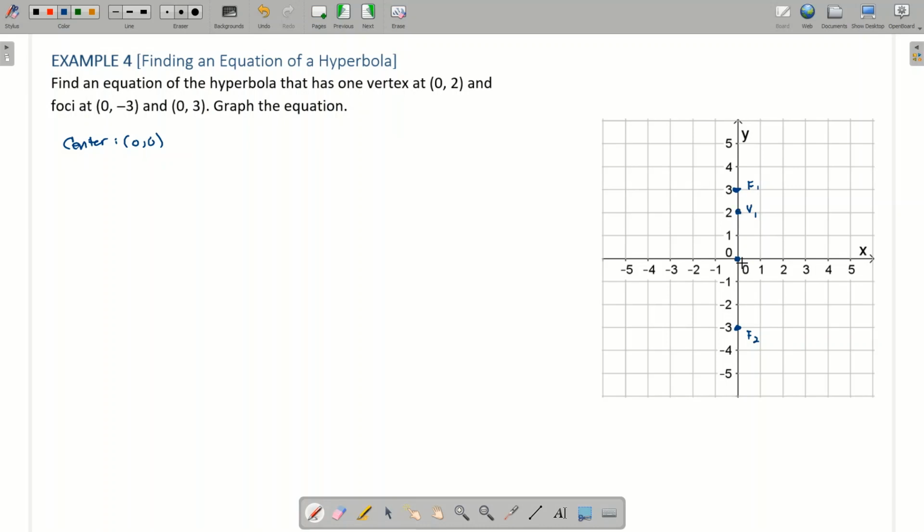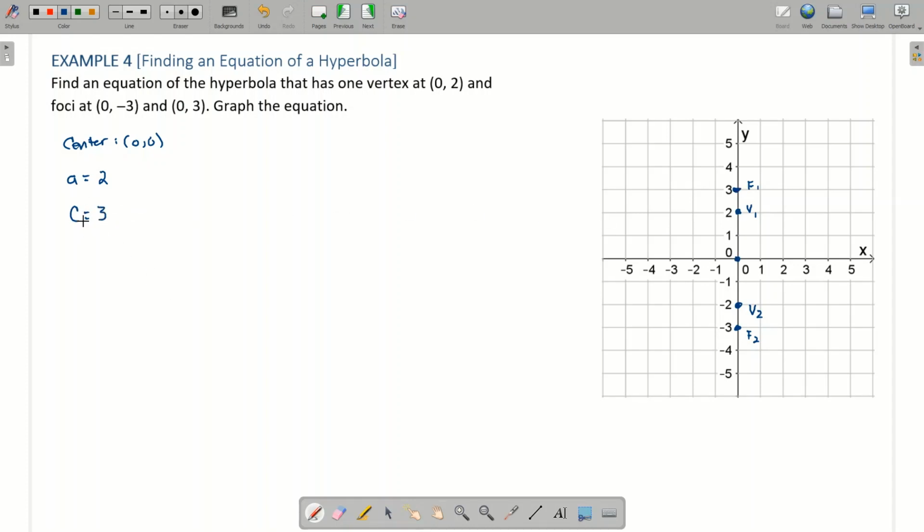And we can plot the other vertex. If this is 2 units away, it's got to be 2 units away below here. So that would be V2. So this also tells us what A is. The distance from the center to the vertex is A, so A is just 2. And we also know C is the distance from the center to the focus, which is 3.